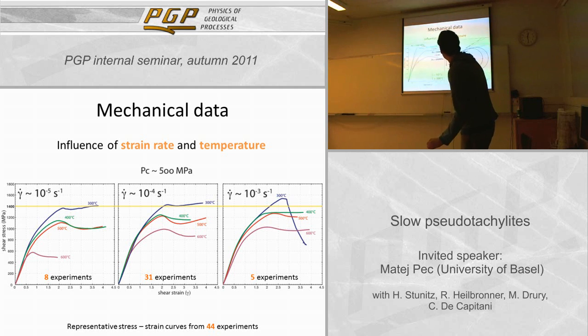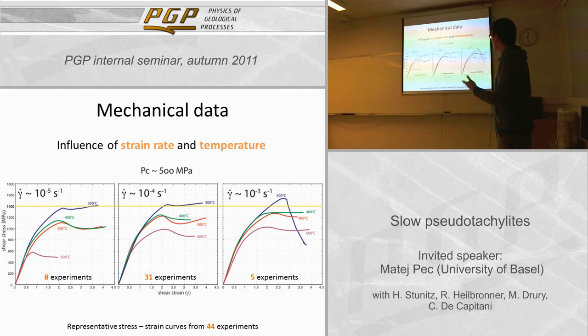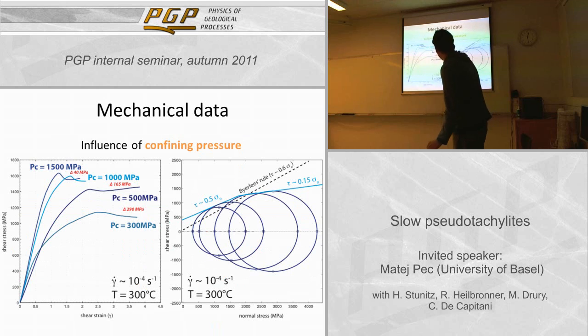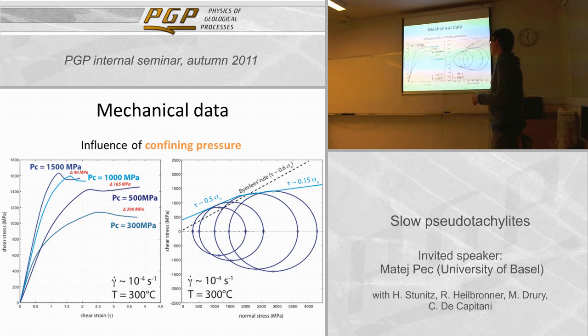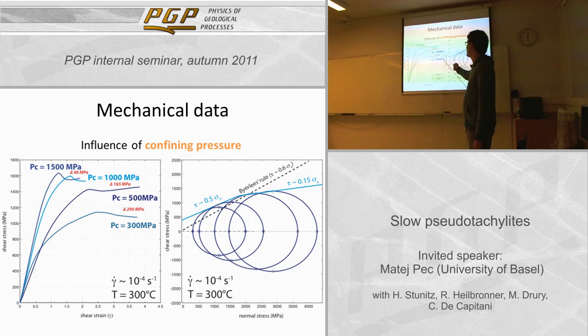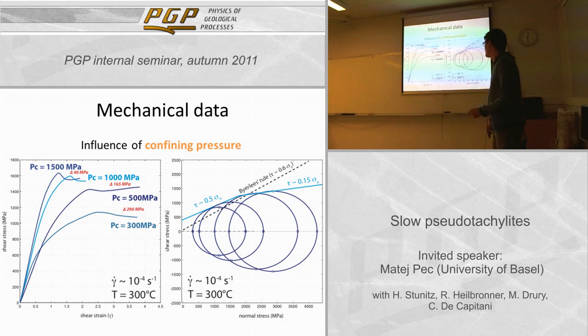So now, to summarize this, we see that even at those fast strain rates, we see at those temperatures already a temperature dependence, which is a feature that's classical for some viscous or plastic deformation. If we now have a look at the influence of confining pressure, those are experiments deformed at different confining pressures from 300 MPa to 1500 MPa at a bulk shear strain rate of 10 to the minus 4 per second at 300 degrees C.